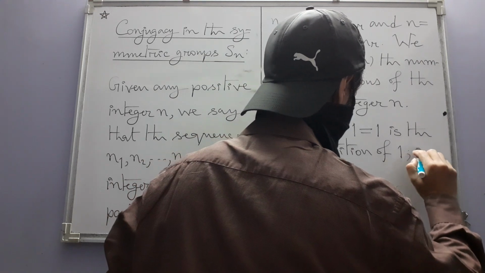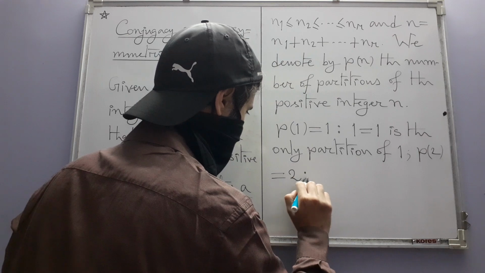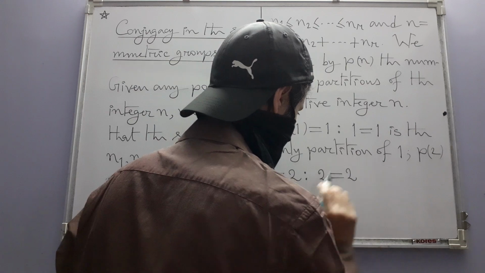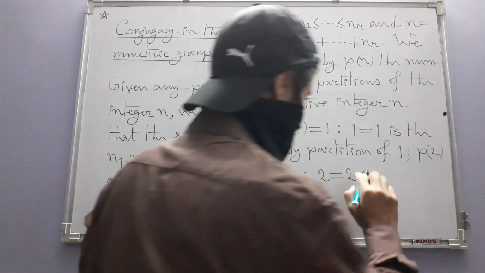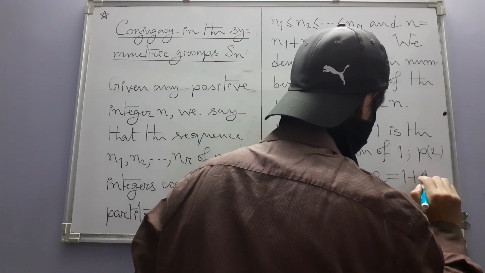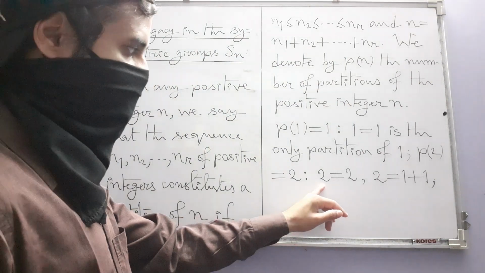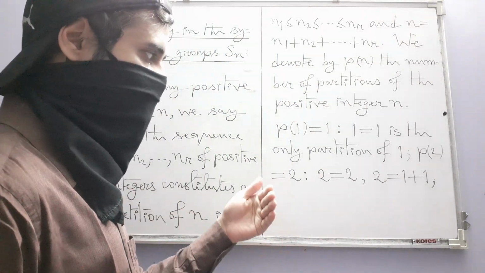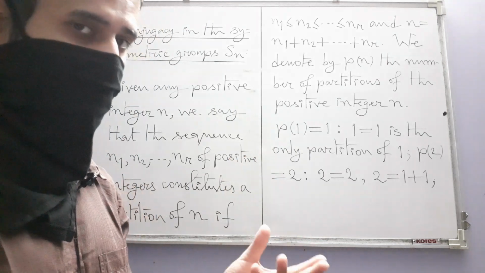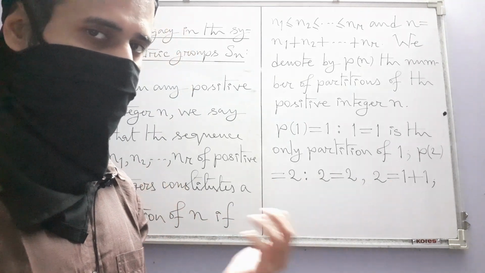Then P of 2 is 2, and in this case the partitions are 2, and 2 equal to 1 plus 1. Well, I should not actually say that this is the partition, but rather 2 is a partition and 1, 1 is a partition, because the sequences are partitions, but these equations just show that their sum is 2.